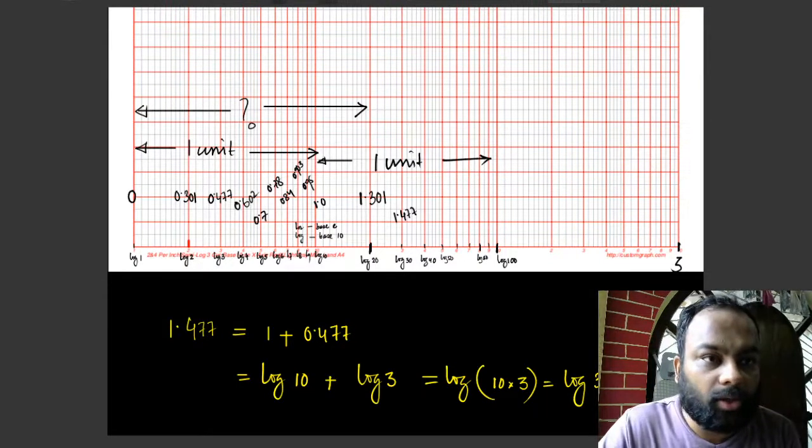All right. Someone is saying log 2000. Someone is saying log 1000.